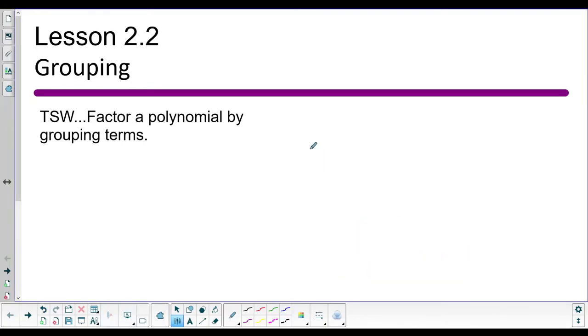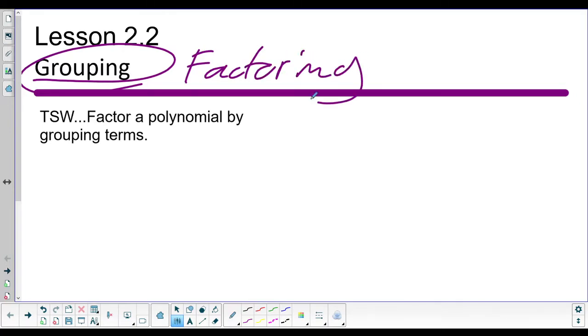Nice W's. All right. We're going to talk about grouping today, which is a type of factoring. This, I think, is the easiest type of factoring you're going to learn. So you better enjoy today.